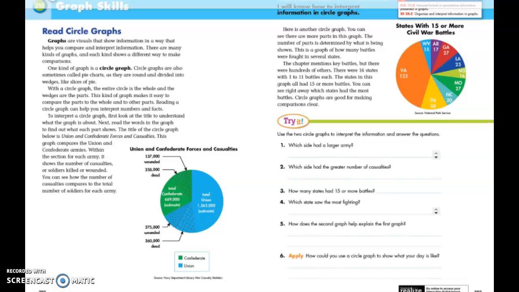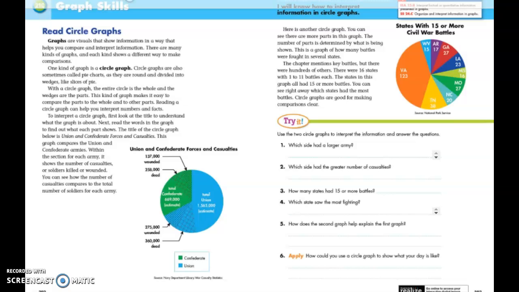Graphs are visuals that show information in a way that helps you compare and interpret information. There are many kinds of graphs, and each kind shows a different way to make comparisons. One kind of graph is a circle graph. Circle graphs are also sometimes called pie charts, as they are round and divided into wedges, like slices of pie.